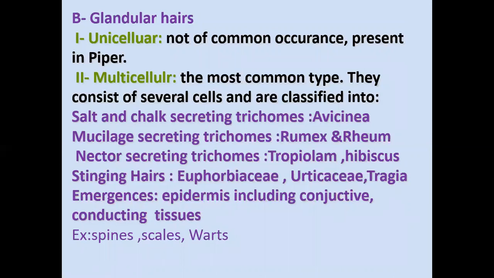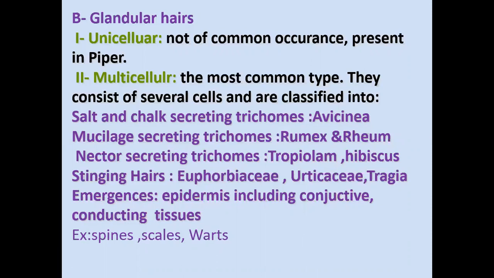Another one is mucilage secreting trichomes. Examples are Rumex and Rheum. These trichomes exude mucilaginous substances. So after these trichomes are destroyed, the mucilaginous substance comes out from the plant body. The third one, very important during the pollination process, is nectar secreting trichomes. In most plants, either unicellular or multicellular trichomes produce sweet sugary substances.